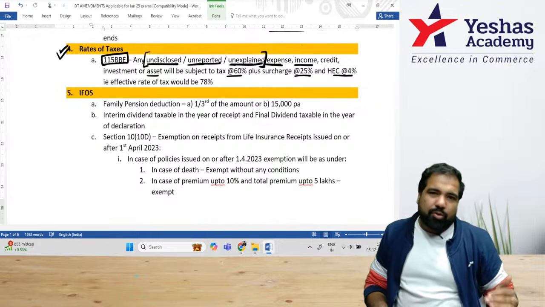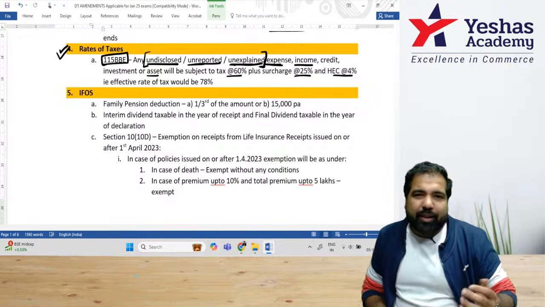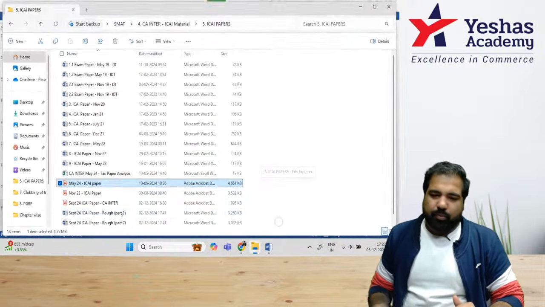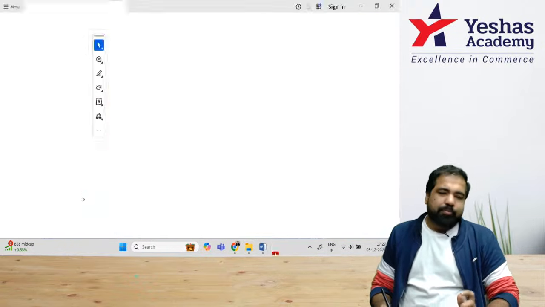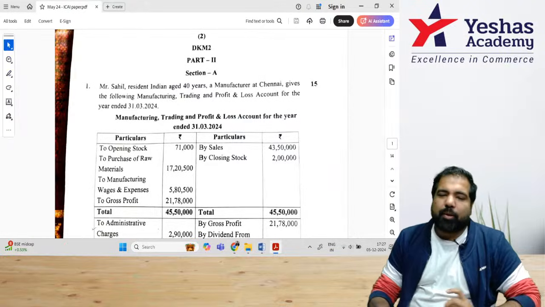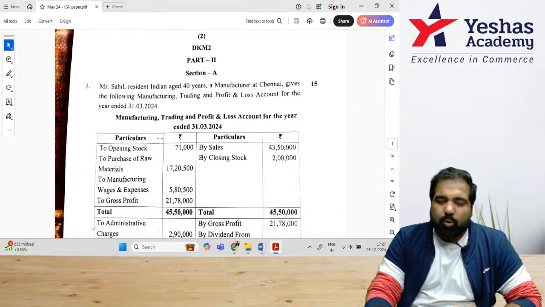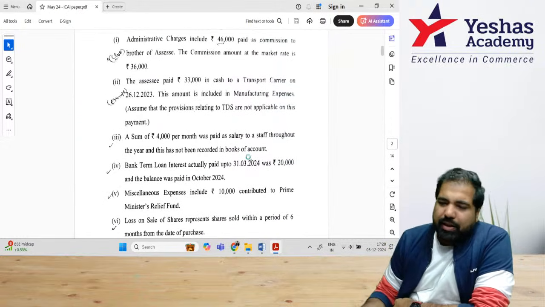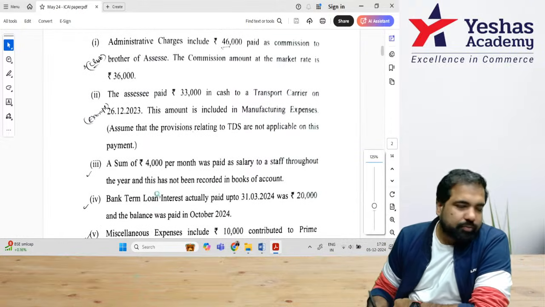This is something that you should know. Now let's try and apply this from an exam paper to also see how they ask us in the exam. This is the May 24 paper, and in the May 24 paper there was question number 1, and in that question number 1 there was a small line here. Let's read this line, zooming in.